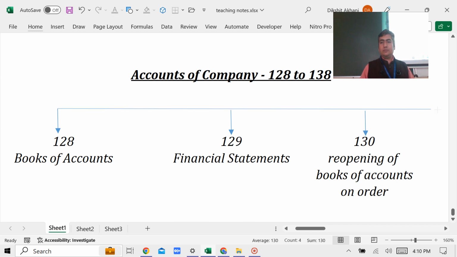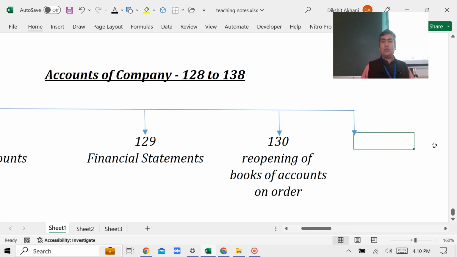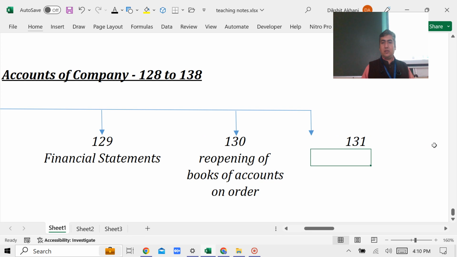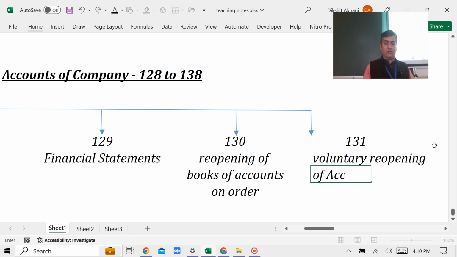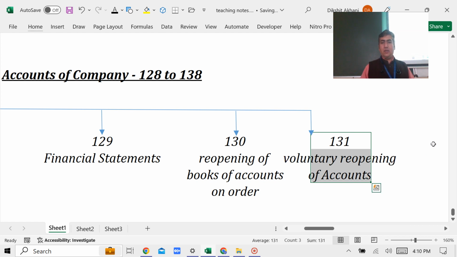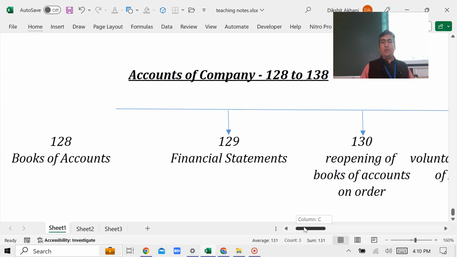131. It is again the reopening of the accounts, but voluntary reopening of accounts. After then, we have another topic, 132.